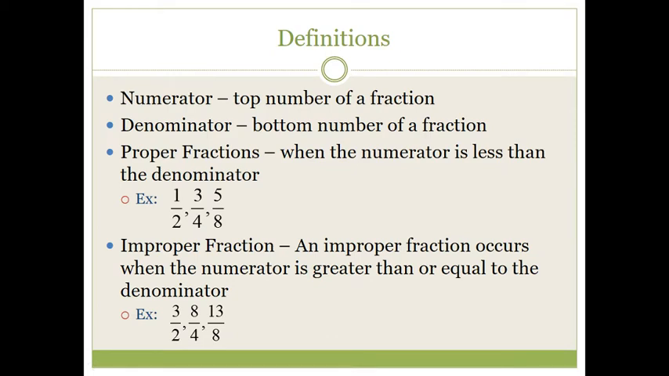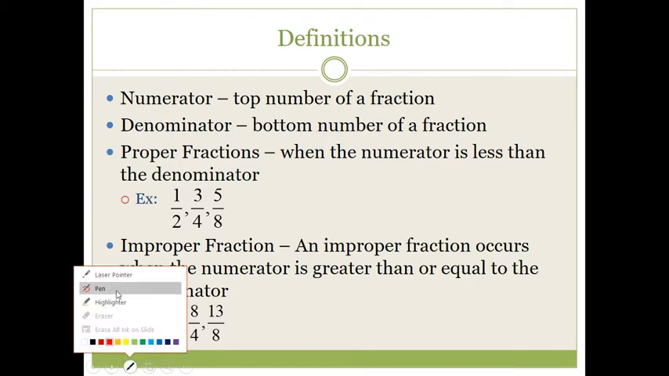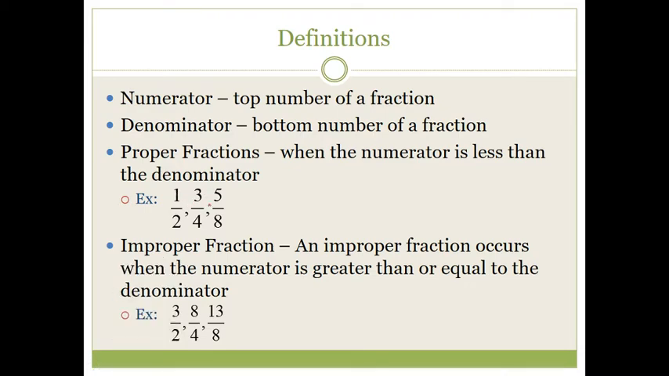Many of you are already familiar with these definitions, but they will be important when we're referring to different parts of a fraction later in the lesson. The numerator is the top part of a fraction. The denominator is the bottom number of a fraction. So in the examples that I have here, you can see that the 1, the 3, and the 5 are in the top part of the fraction, so we would refer to them as the numerator. The 2, the 4, and the 8 are in the bottom part of the fraction, and we refer to those as a denominator.